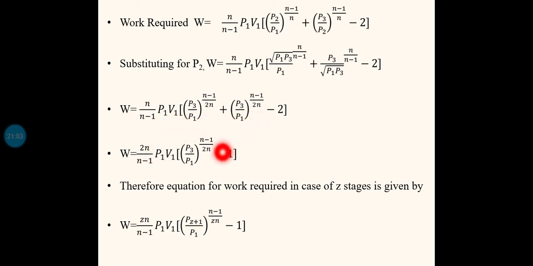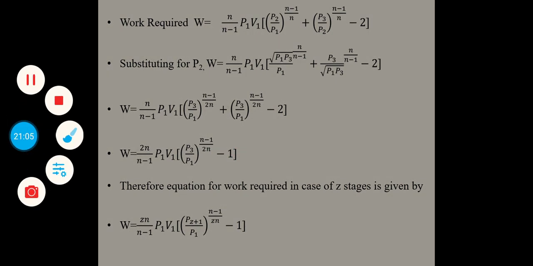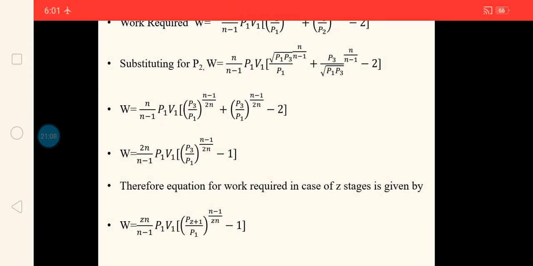The equation can be further reduced as you can see here: n by n minus 1 P1 V1. Here it is P3 by P1 all raised to n minus 1 by 2n. Here also P3 by P1 all raised to n minus 1 by 2n. So it becomes 2 into P3 by P1 all raised to n minus 1 by 2n minus 2. 2 can be taken outside. So it becomes 2 into n divided by n minus 1 P1 V1 (P3 by P1 all raised to n minus 1 by 2n minus 1).